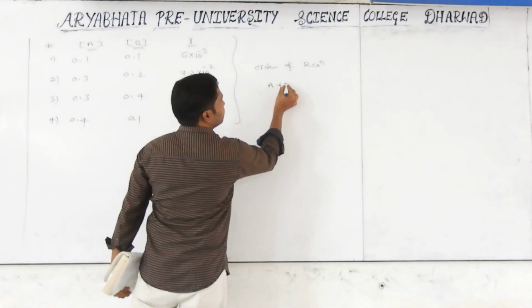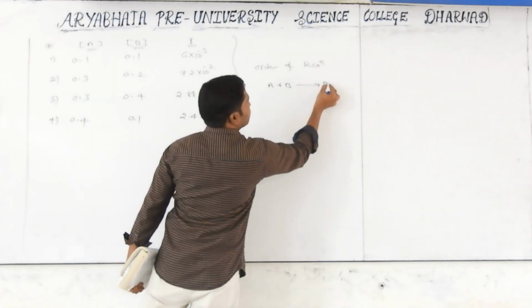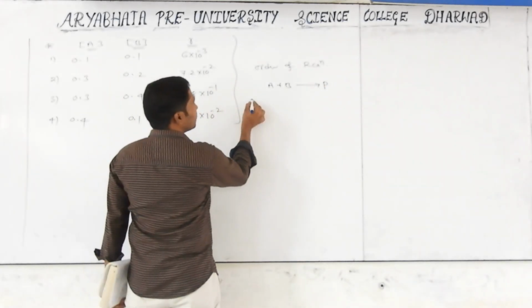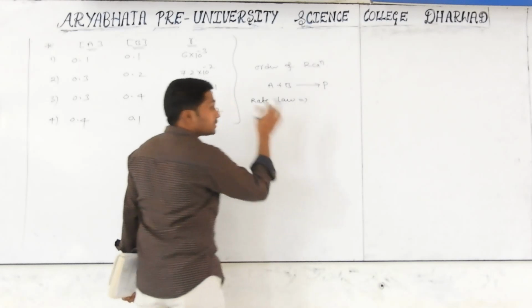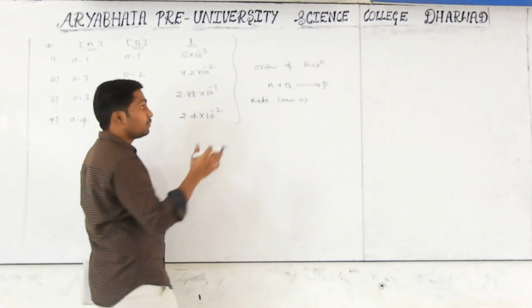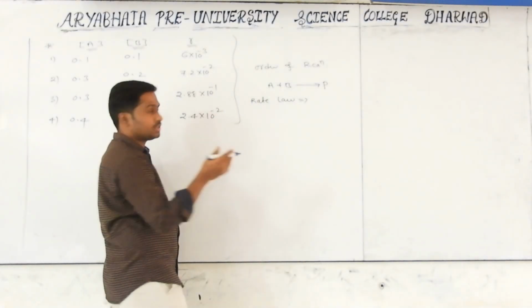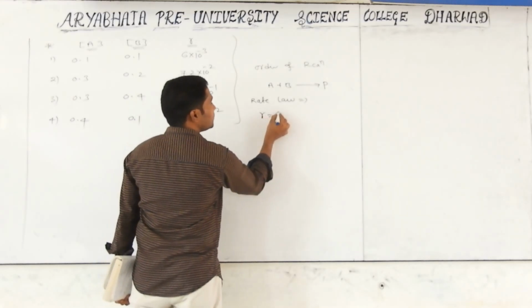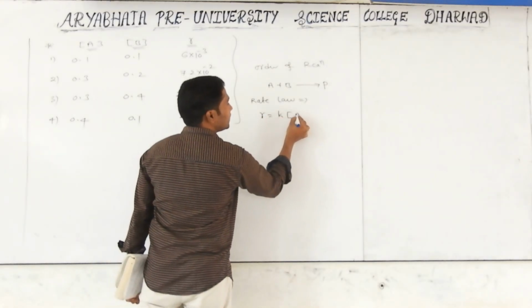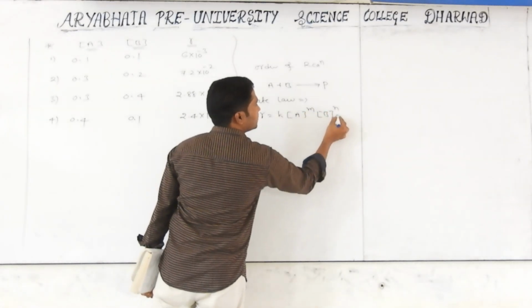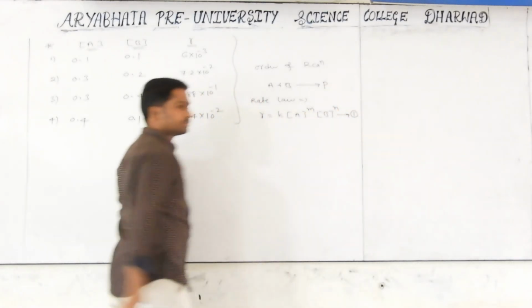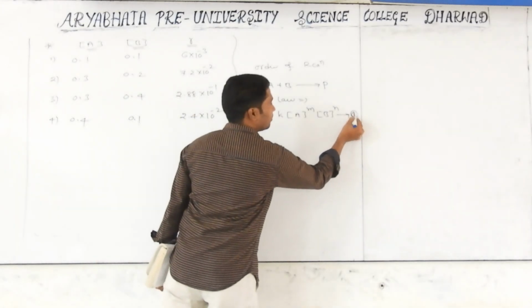A plus B gives rise to products. I want to write down the rate law for this equation. Rate law is the experimental equation, which is why we want to know exactly what its power is. Then we can take commonly R is equal to K into concentration of A power m and B power n. This is equation number 1, or equation number A.